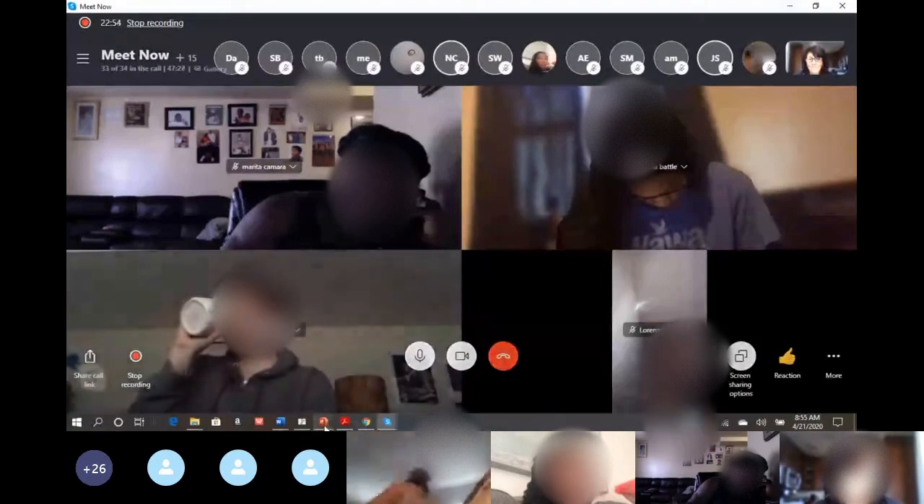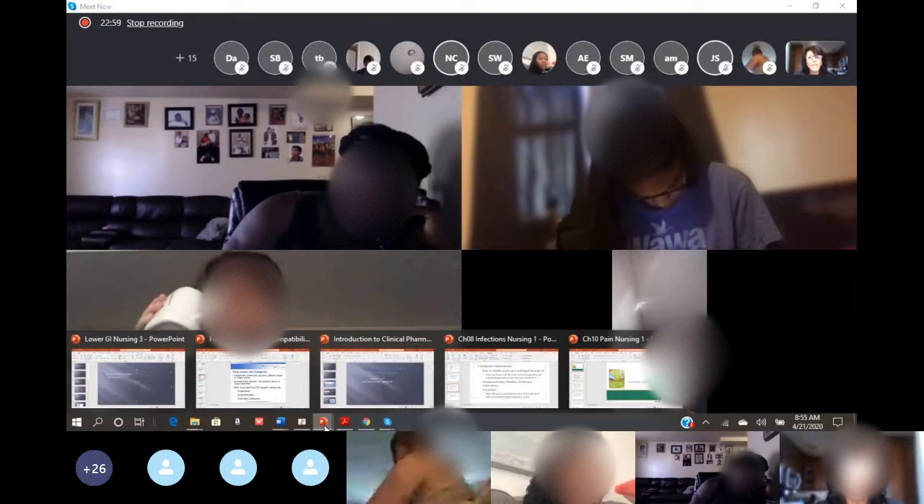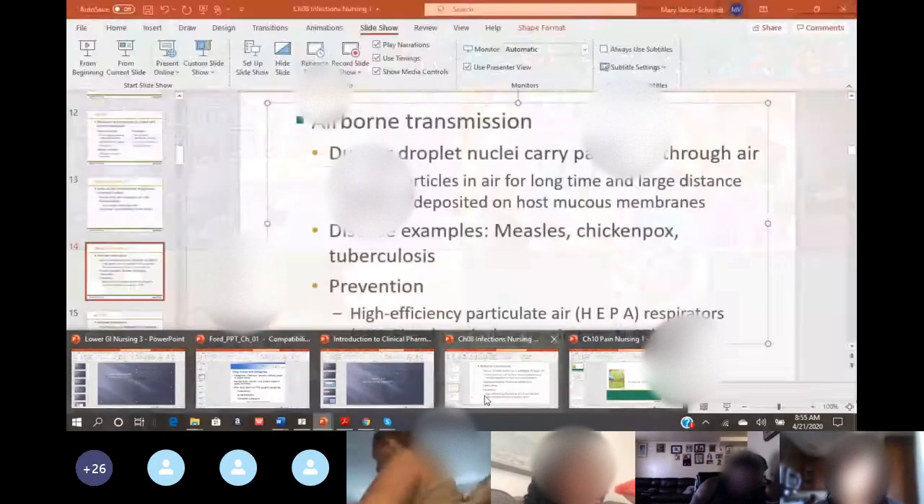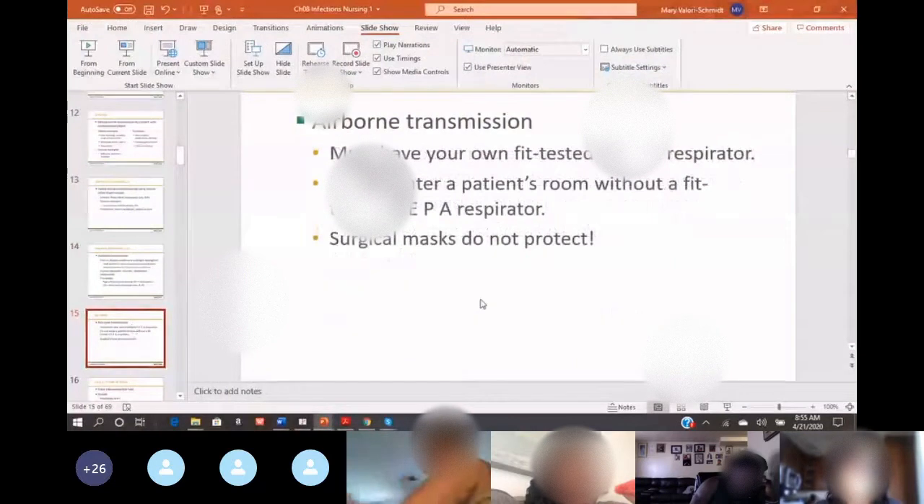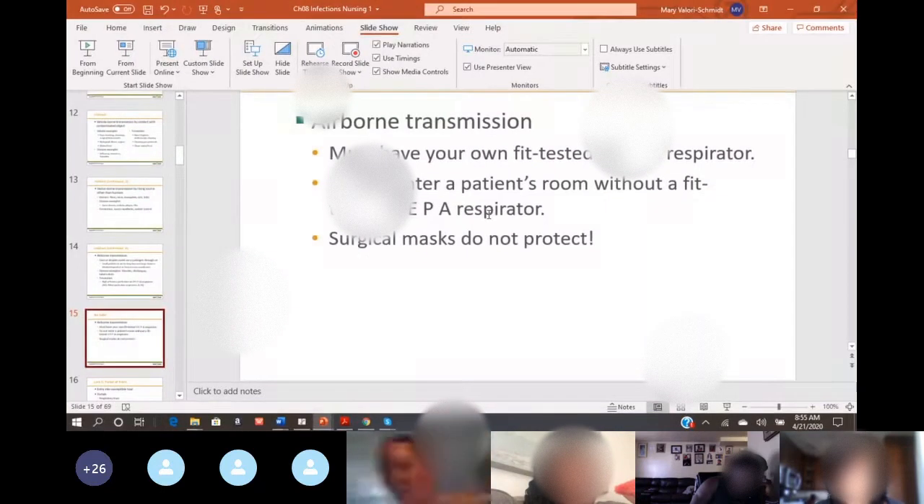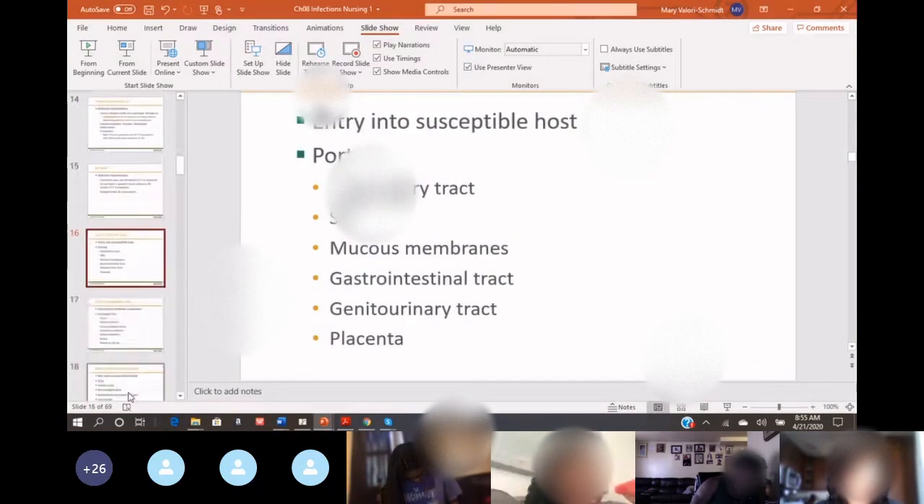Okay, very good. So, airborne diseases, make sure you know what they are and make sure you understand the PPE that is necessary to protect you, okay? You never, ever, ever go into a patient's room without a fit tested respirator, and a surgical mask is not enough to protect you from inhaling the airborne pathogens, okay? You must have an N95.